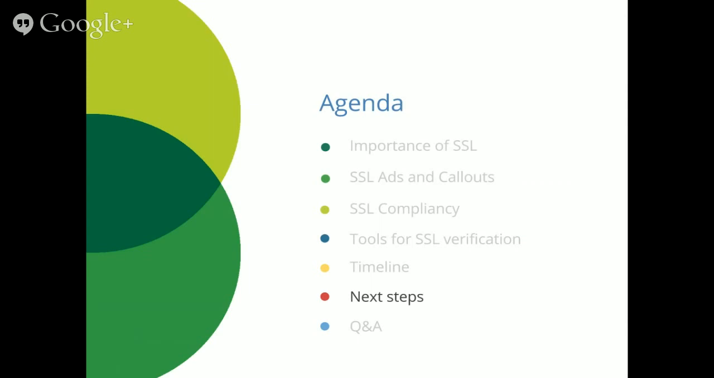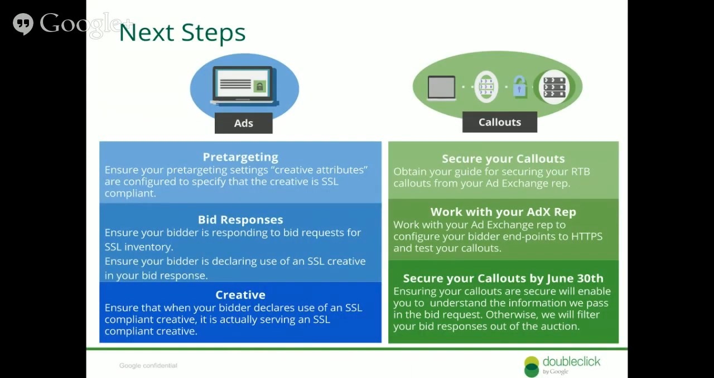Okay, so that was a lot of information that I just threw at you. So I wanted to sort of quickly summarize and take a step back and look at the next steps for both SSL Ads and SSL Call-Outs. So again, for SSL Ads, a few main things you need to do to ensure that you are ready for all of our traffic becoming SSL. First thing is ensuring that your pre-targeting settings, again, whether you're in the RTB pre-targeting or non-RTB pre-targeting, are set up to include SSL traffic.